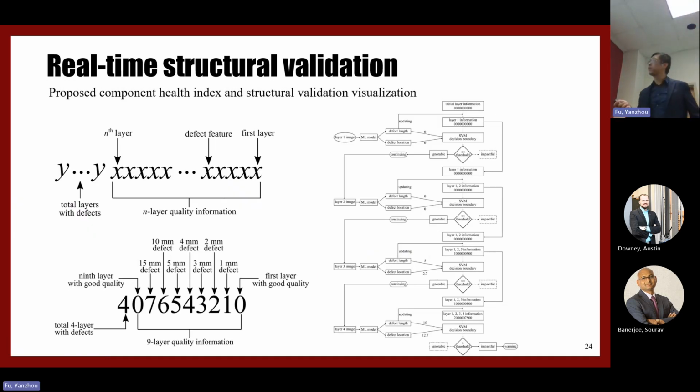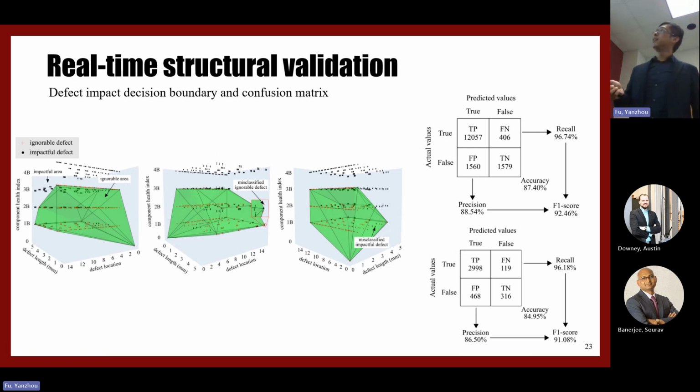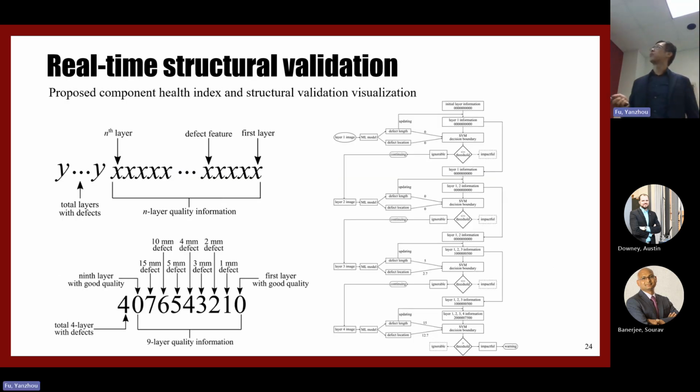So from the decision boundary, for the z-axis we use the component health indexer. The component health indexer is a way to record the layer product quality and it contains two parts. The first part is the layer quality information here, and the right digit is the total number of layers with defect. So this proposed component health indexer can accumulate the effect of defects.